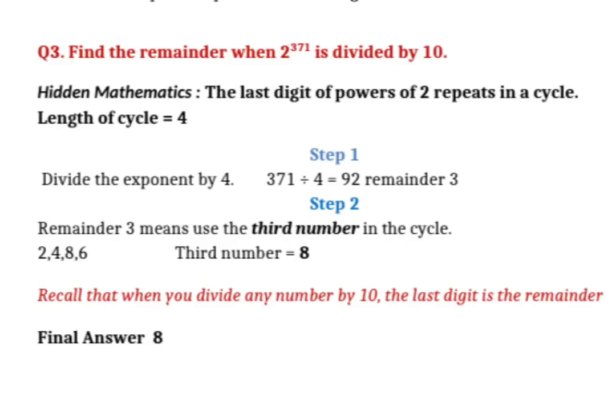What this means is that if I raise the number 2 to the power 371, the last digit will be 8. And we know that whenever a number is divided by 10, the last digit is the remainder. Divide any number by 10, the last digit of that number is the remainder. So 8 is our answer.